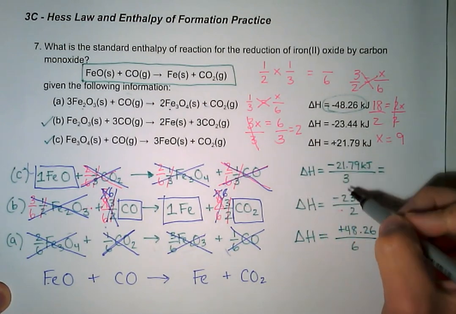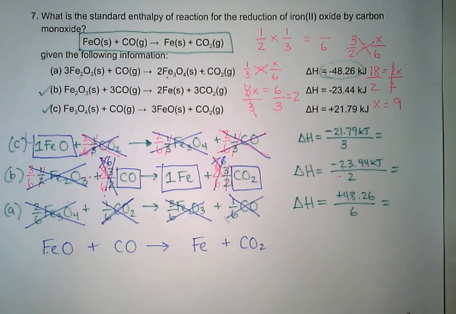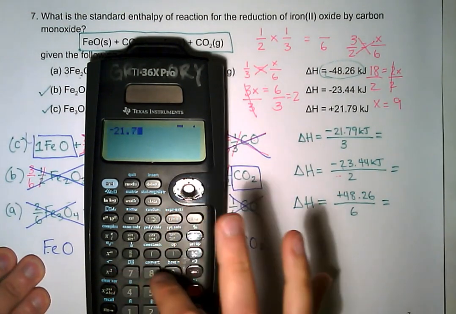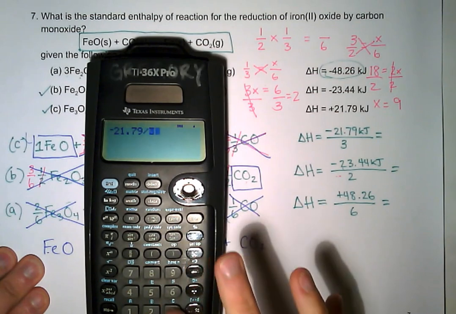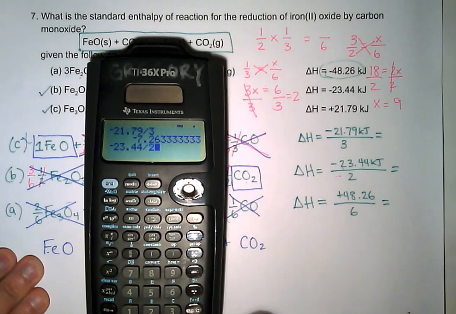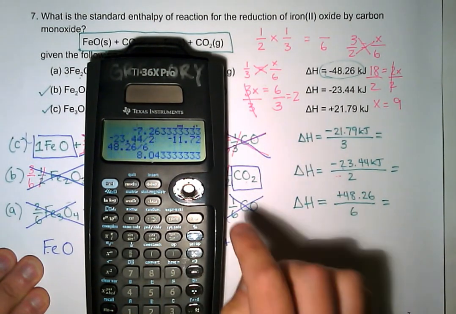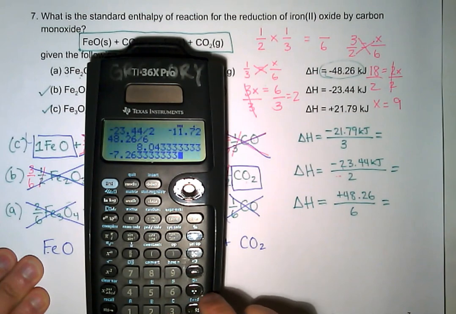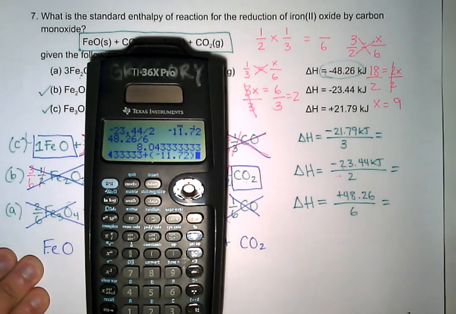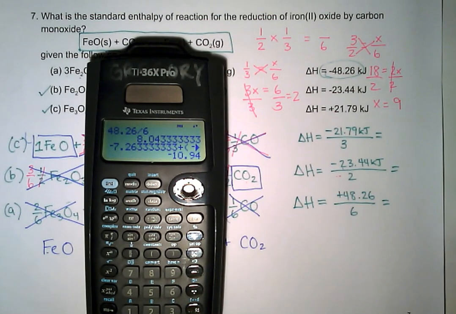So now all that's left is to add up all of our delta H values. So move this up a little bit, and let's grab a calculator. Okay, so we have negative 21.79 divided by 3. We have negative 23.44 divided by 2. And we have positive 48.26 divided by 6. So then we're going to take those values and add them up. Close parentheses plus that one right there. And that gets us negative 10.94.